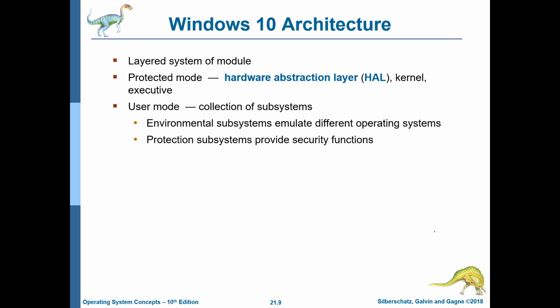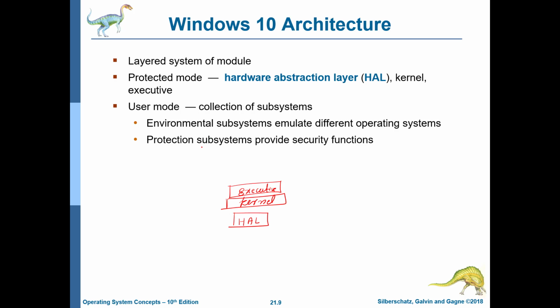So, the Windows 10 architecture, we have discussed some parts of it. It's a layered architecture. The lowest part is, of course, the hardware abstraction layer. And then we have the kernel. And then we have a part known as the executive. We'll talk about these over the next few slides.